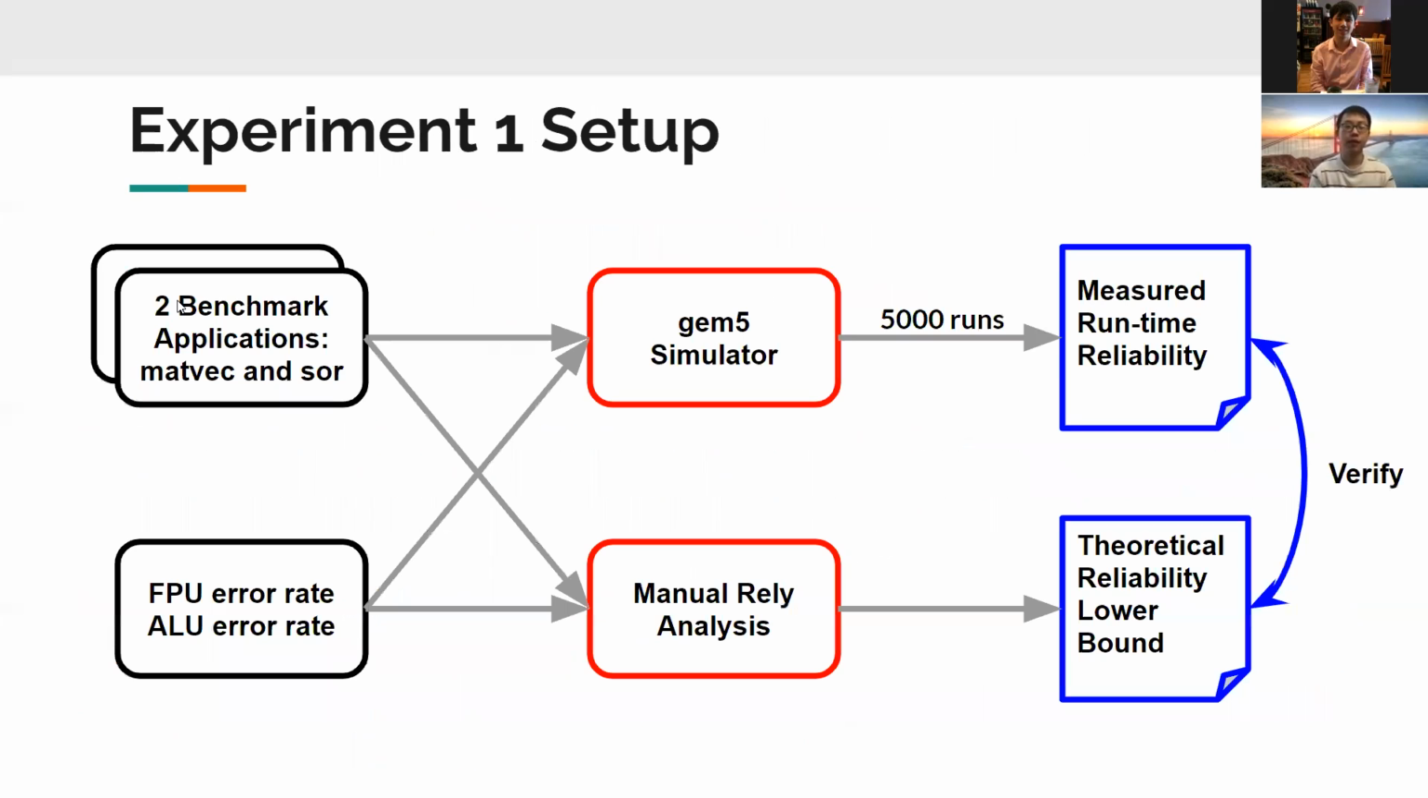Next slides. To set up our experiment, we implement two benchmark applications. The first one is matrix vector multiplication, which is MATVEC. The second one is successive over-relaxation, SOR. Firstly, we run the two benchmark applications under different ALU and FPU error rates on the GEM5 simulator. For each configuration, we will run an application 5,000 times to measure the runtime reliability. Then, we manually apply the Relyzer analysis onto the two benchmark applications to compute the theoretical reliability lower bound. Finally, we compare the runtime reliability and the lower bound.